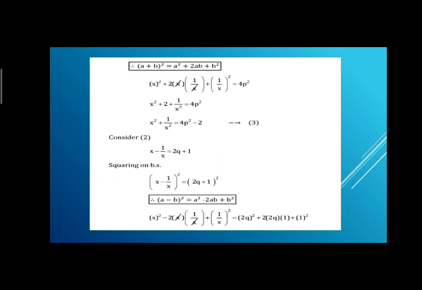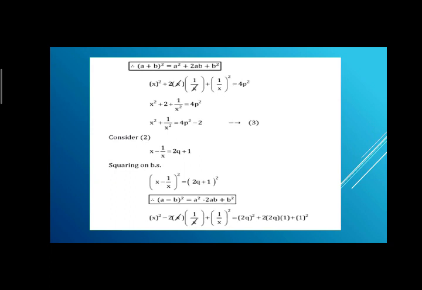Now you just simplify or write the value in terms of x square plus 1 over x square. So shift this plus 2 toward the right hand side. So equation 3 will become x square plus 1 over x square is equal to 4p square minus 2. Here is the first equation.